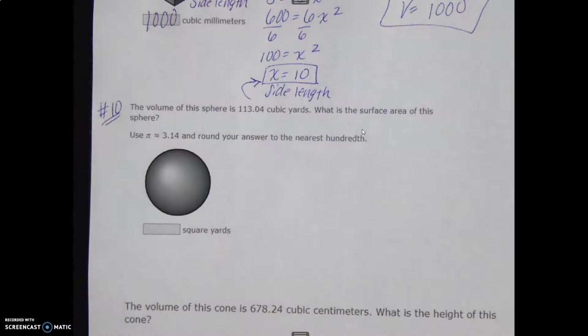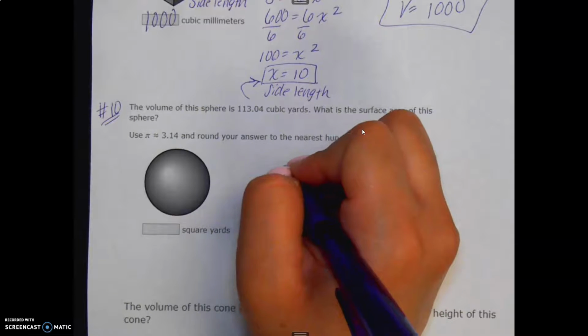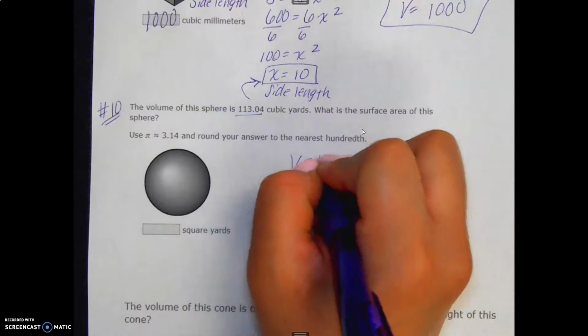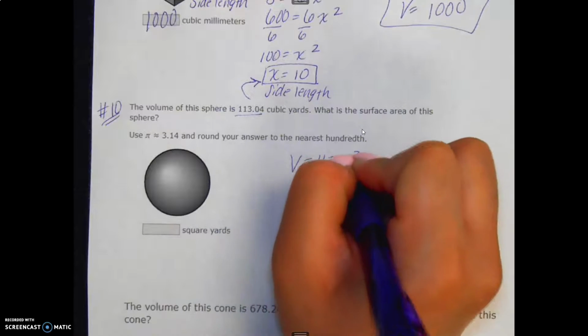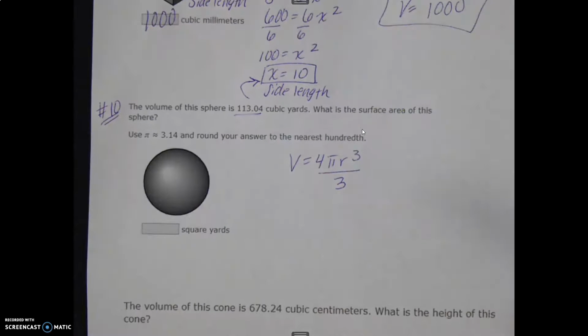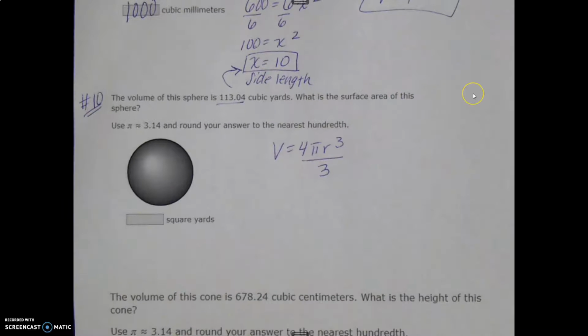All right, here's another challenging one. This will be our 10th problem together. The volume of this sphere is 113.04. That's some clues there. I need to plug in some stuff into my formula. Here's my formula for volume of a sphere, by the way. So it says, what is the surface area of the sphere?